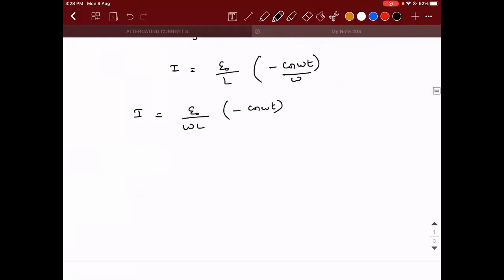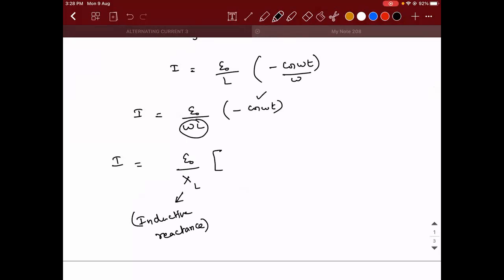Listen. So I will be equal to E naught divided by, in the place of omega L, I can write it as XL, where XL is called the inductive reactance. Okay, and minus cos omega t can be written as sine of omega t minus pi by 2.